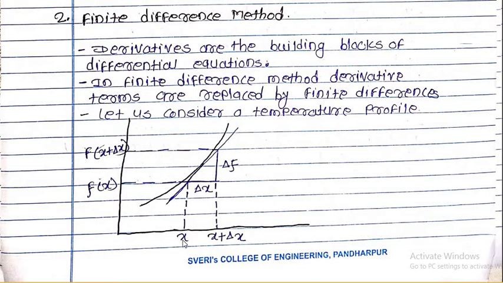As here we are considering taking the slope, we have taken two quantities on the x-axis. The first point we have considered as x, and the second one is x plus delta x. The value corresponding to the point x on this plot we consider as f of x, and the value corresponding to the point x plus delta x on the profile we consider as f of x plus delta x, as f is a function of x.